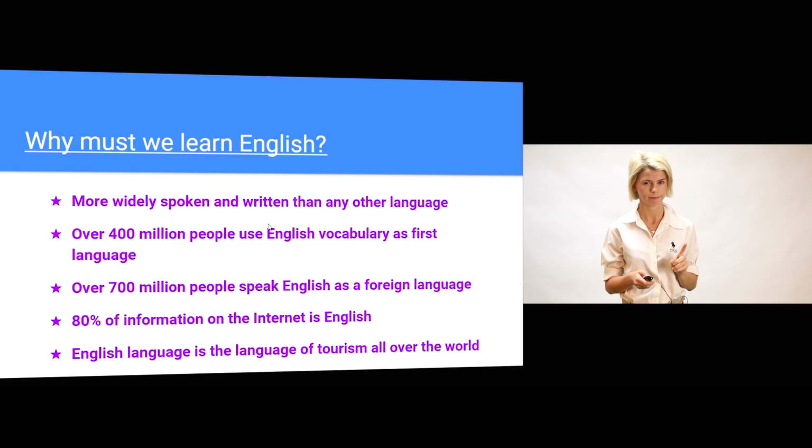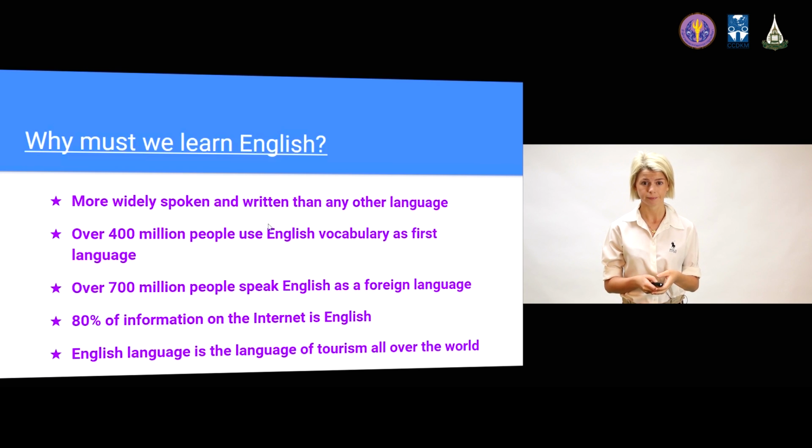Next fact. 80% of information on the internet is English. The internet is one of our society's most important tools. You must speak English to use the internet to its fullest.